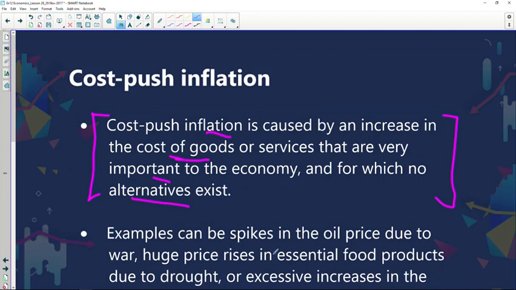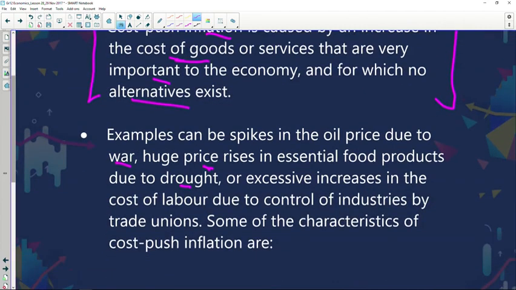Examples can be spikes in the oil price due to war, huge price rises in essential food products due to drought, and also an excessive increase in the cost of labor due to control of industries by trade unions. So some of the characteristics of cost push inflation are.